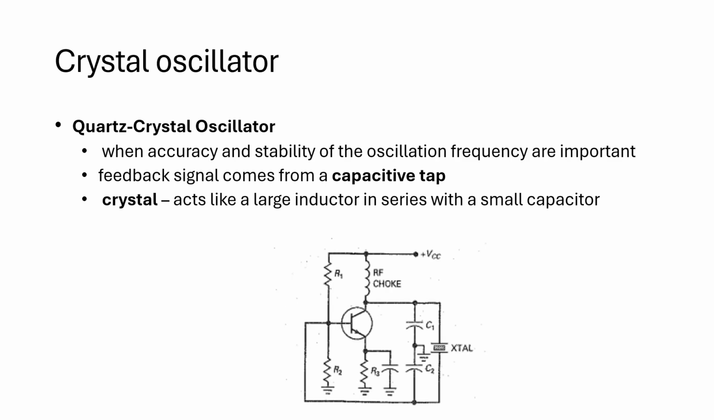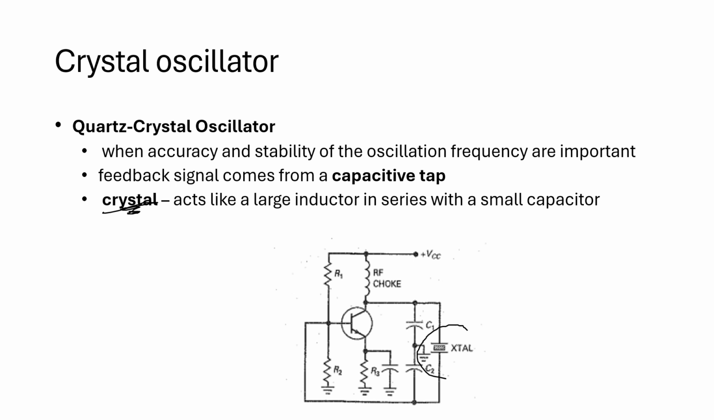Okay, so if we do not want to use RC, if we don't want to use LC, we can make use of another type of oscillator, which is your crystal oscillator. Quartz crystal oscillators are used when the accuracy and stability of the oscillation frequency are important. The feedback signal comes from a capacitive tap. So your crystal now acts like a large inductor in series with a small capacitor.